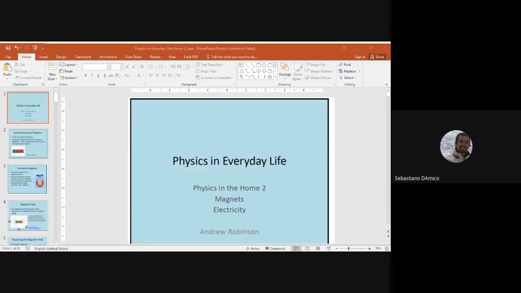No. Normal metal, no. Unless that normal metal is magnetized. But if it's not a magnet, it is not harmful for that.